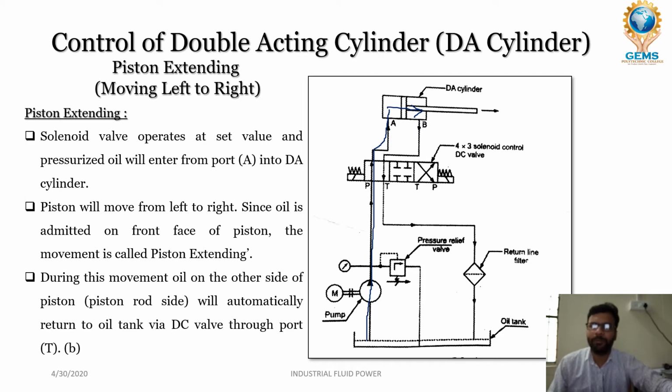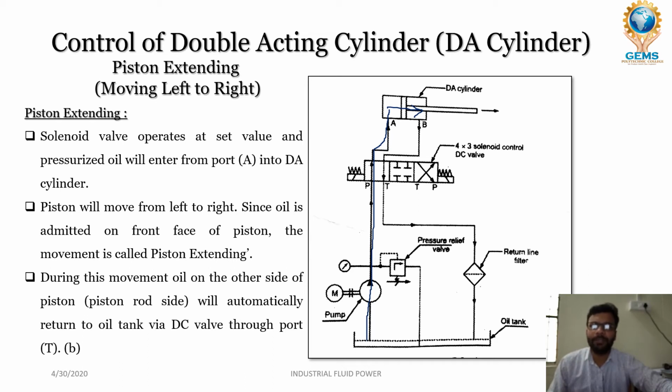The movement is called piston extending. This movement is from left to right because oil forces the piston face, so the piston moves from left to right. Here there is no spring. Actually, a spring is connected to the piston. During this movement, oil on the other side of the piston will automatically return to the oil tank via the DC valve through port T.